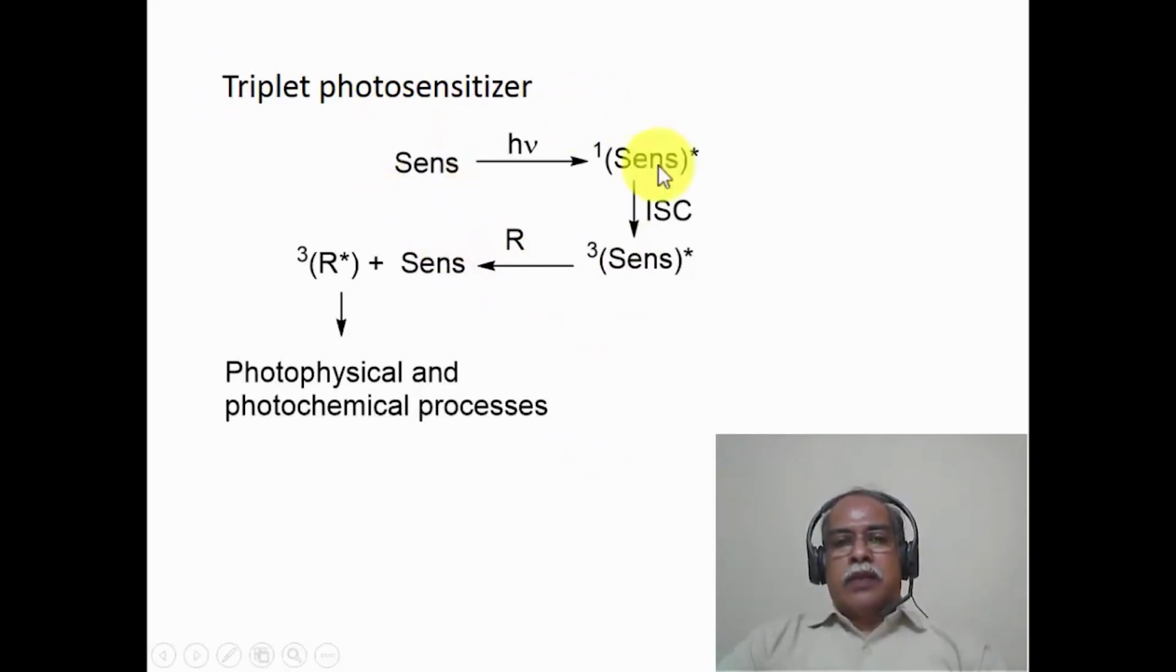The sensitizer undergoes excitation to give the singlet excited state of the sensitizer. High efficiency of intersystem crossing in certain molecules produces the triplet excited state of the sensitizer molecule. When it encounters R, which is a reactant, the reactant triplet is produced, forming the ground state of the singlet. So there is a spin conversion here. This is a spin forbidden process. This is a spin allowed process, going from a triplet state to a triplet state. Once the triplet state of the reactant is formed, it can undergo photochemical and photophysical processes, as the case may be.